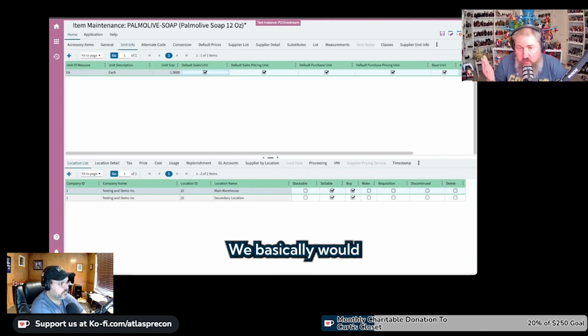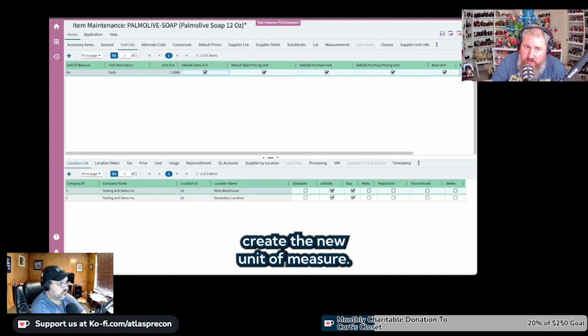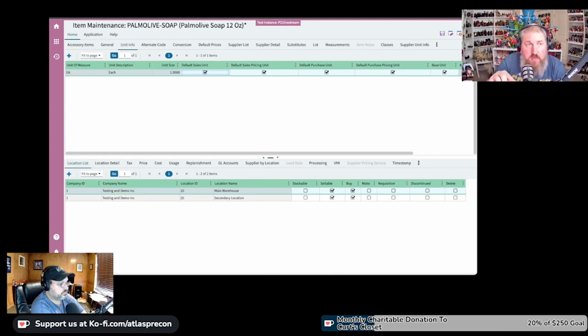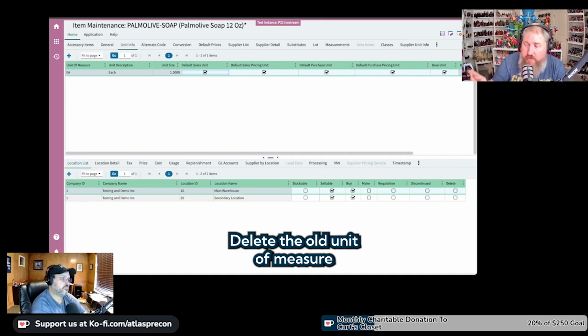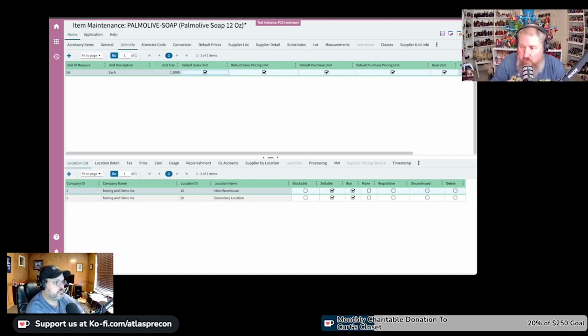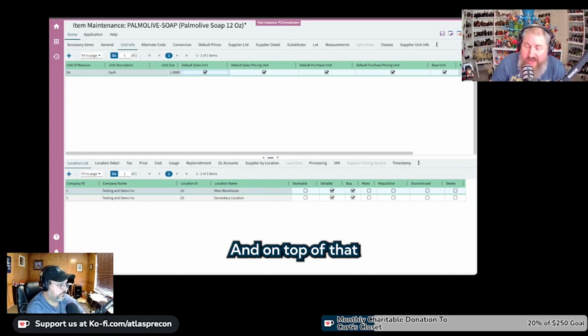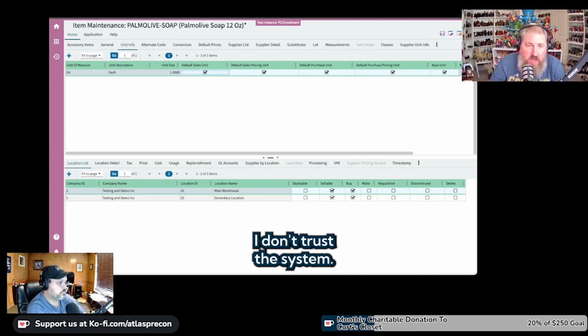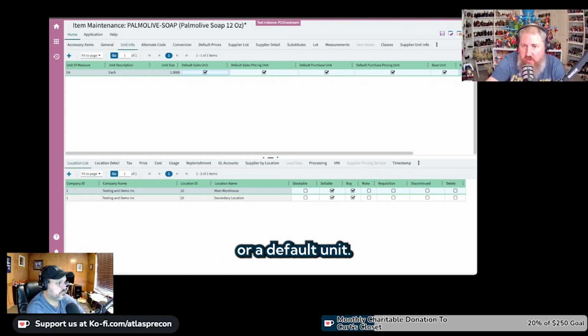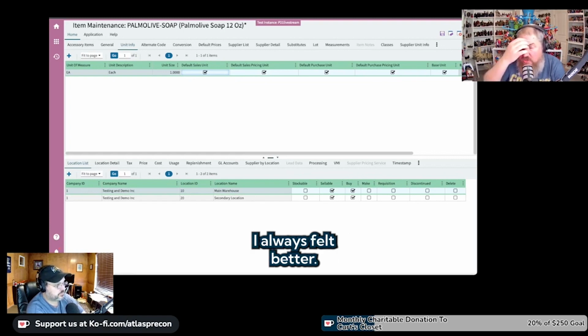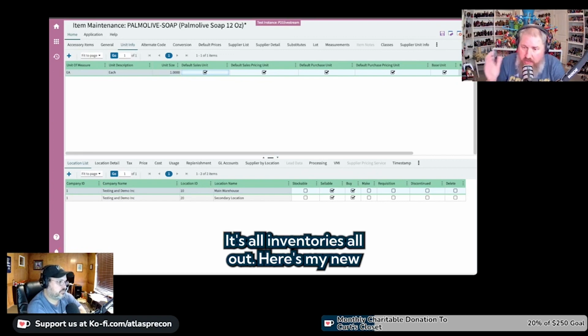Yep. We basically would cancel all open transactions, then first adjust out, then create the new unit of measure, delete the old unit of measure, or soft delete, then go back and adjust in with the correct end value. It's the only way to do it 100% right. Yeah. And on top of that, I don't trust the system, and we can show this when we change a default unit. I never trusted the math. Oh, the rescaling? Yeah. Right. I always felt better just, okay, inventory's all out.